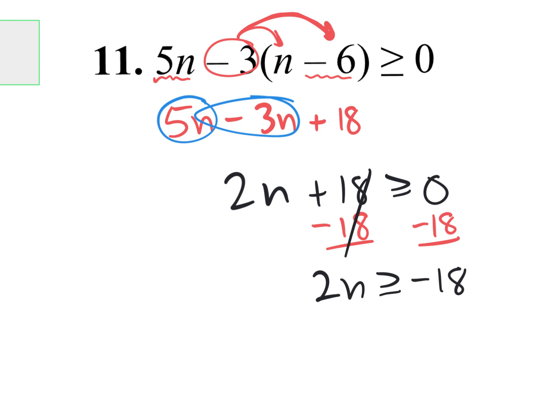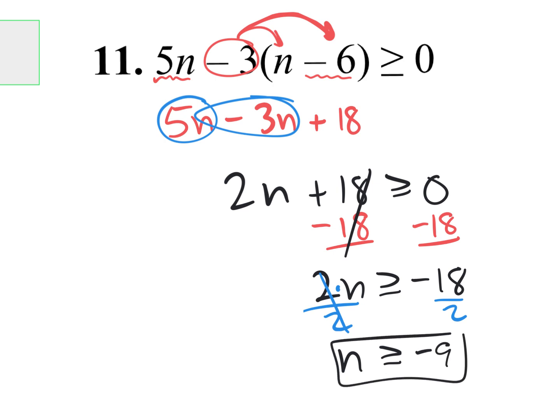What does that really say? It says 2 times n is greater than or equal to negative 18. So if you want to get rid of that multiplication of 2 in front of the n, you're going to do the opposite of multiplying, which is dividing. And what you do to one side, do to the other. That cancels out. Our final answer is n. It does not change. Why does it not change? Because I did not divide by a negative. I divided by a positive. So it stays the same, and I end up with a negative 9 over here. So n is greater than or equal to negative 9.